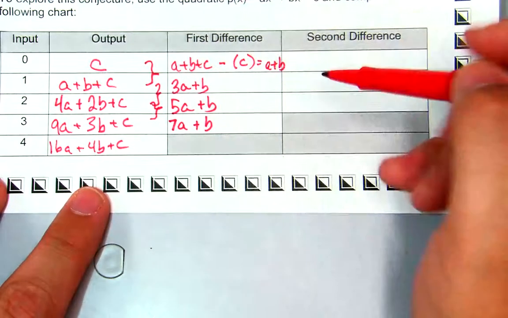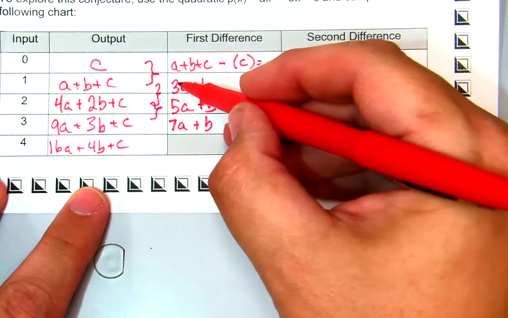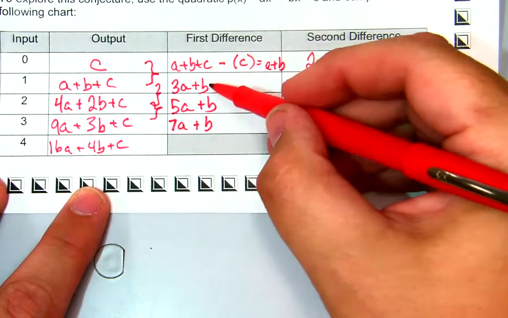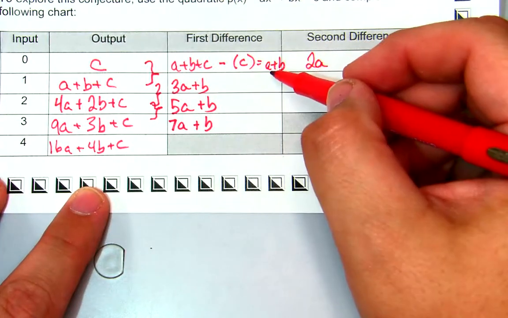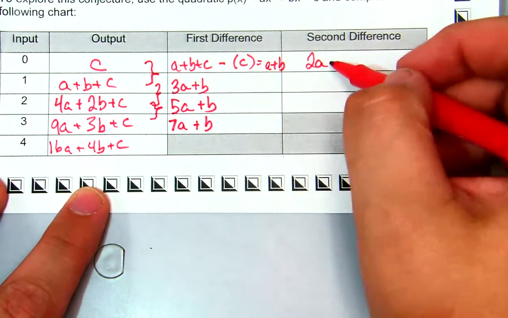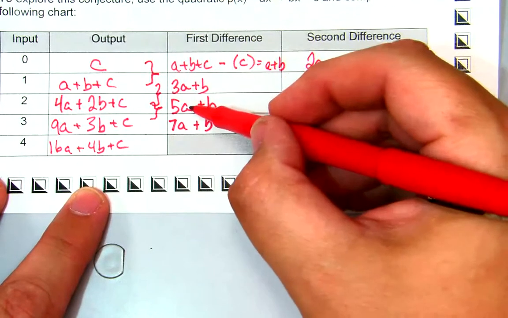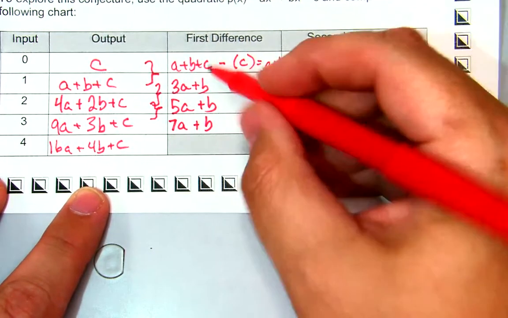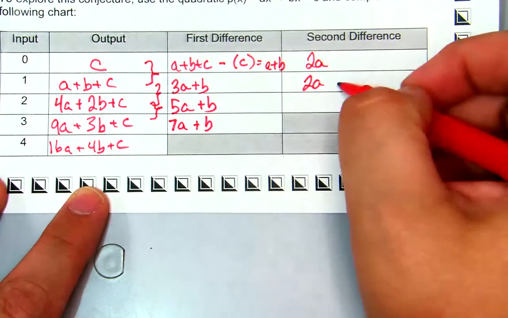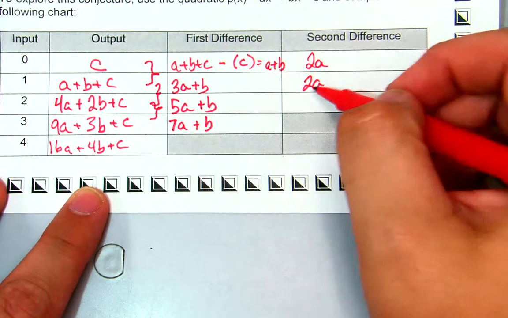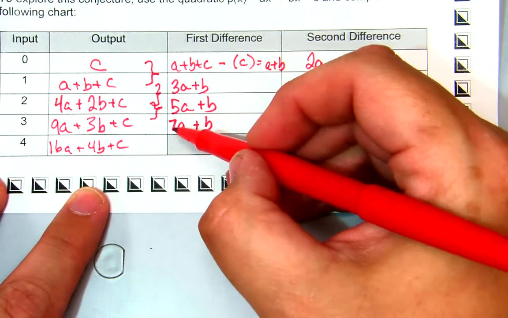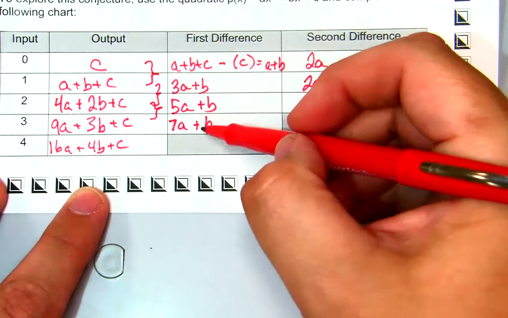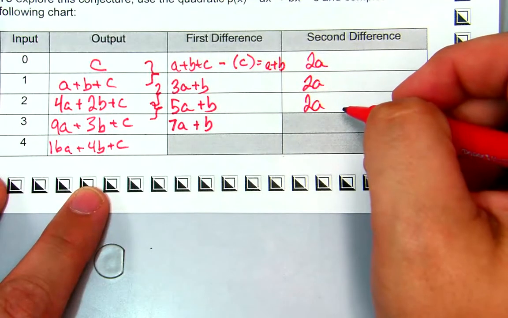Now, the second difference, I need to subtract these two values. What's 3A minus A? 2A. What's B minus B? 0. So I'm left with the 2A. So I have 5A minus 3A. How many A's do I have left? So I have 2 A's. And then B minus B is 0. So it's equal to 2A. Now I have 7 A's minus 5 A's. How many A's? So I have 2 A's left. And then B minus B is 0.